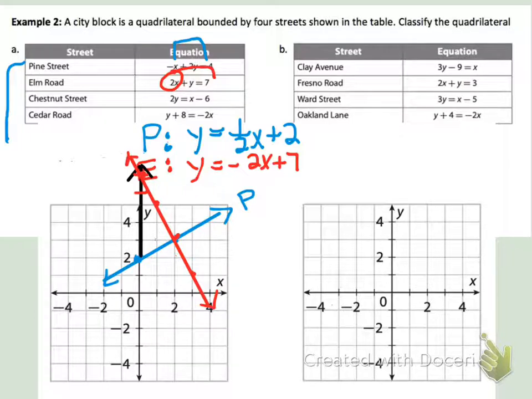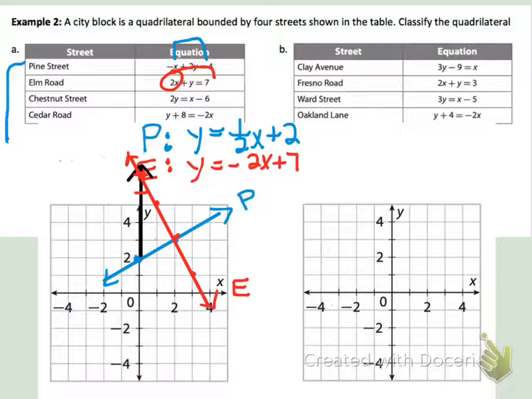I'm going to keep changing colors. It just kind of helps stay focused on which one we're graphing. So actually, that one was Elm Street, so I'm going to label that as E right up here. Maybe I'll do it down here, there we go. So the next one, I'm going to pick green. We'll do it in green.